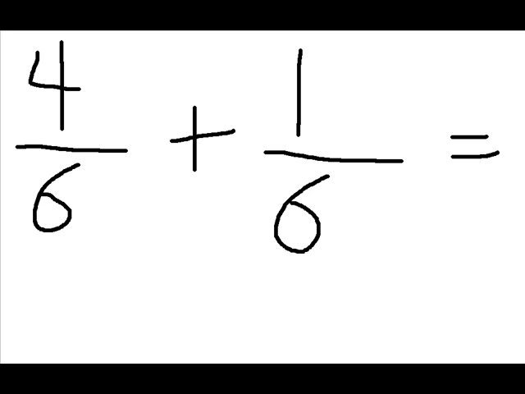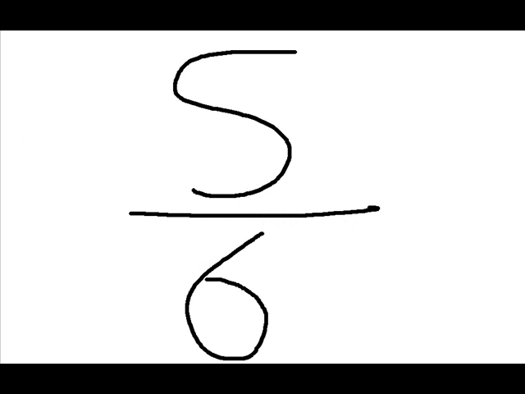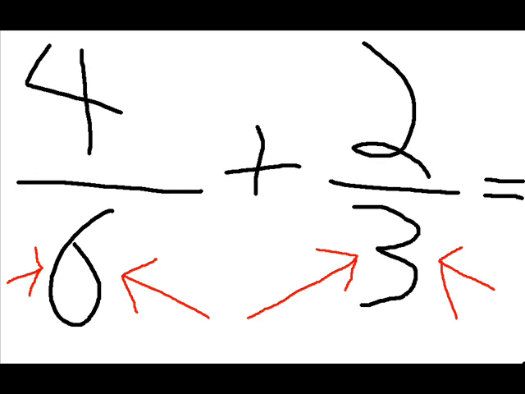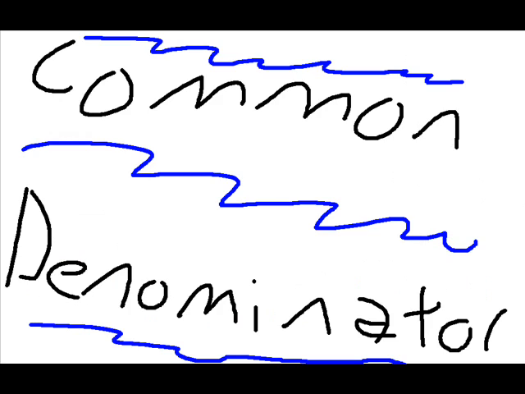Okay, so here's our first question. 4 over 6 plus 1 over 6. And that's fairly easy, right? 5 over 6. But how about we try something a little bit harder? So, do you notice anything different about this question? That's right! Uncommon denominators! So, to solve it, you must find a common denominator!